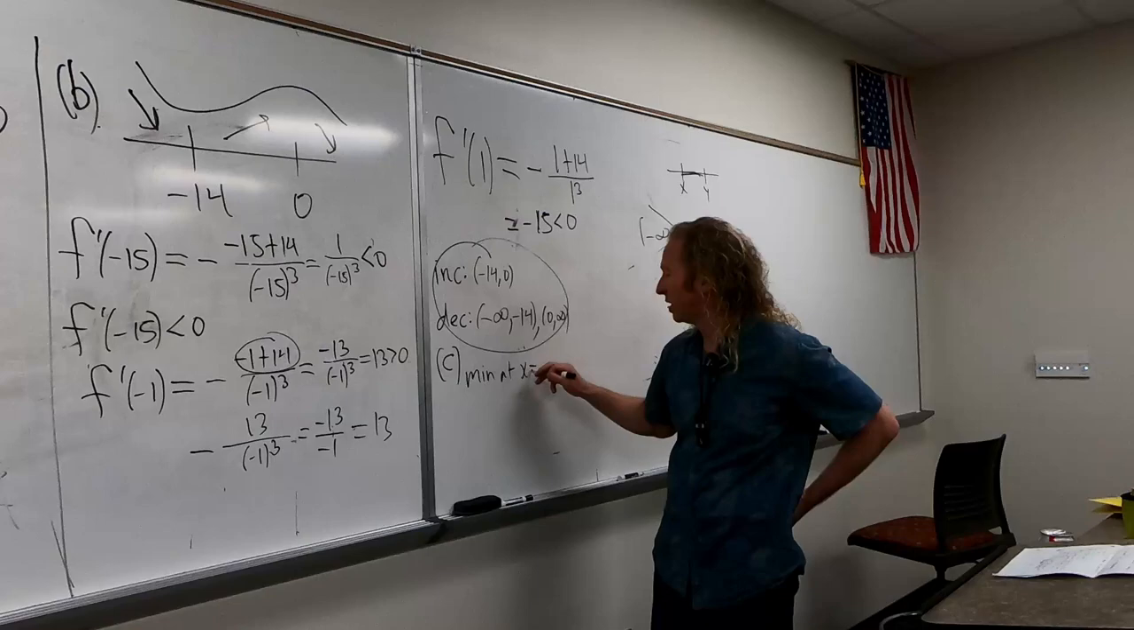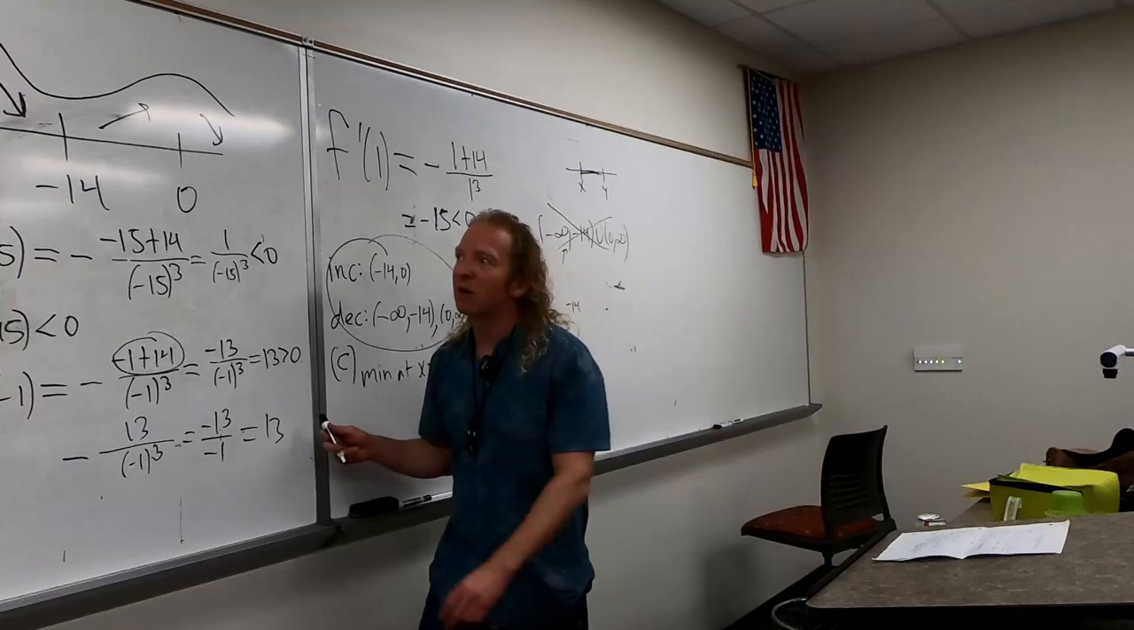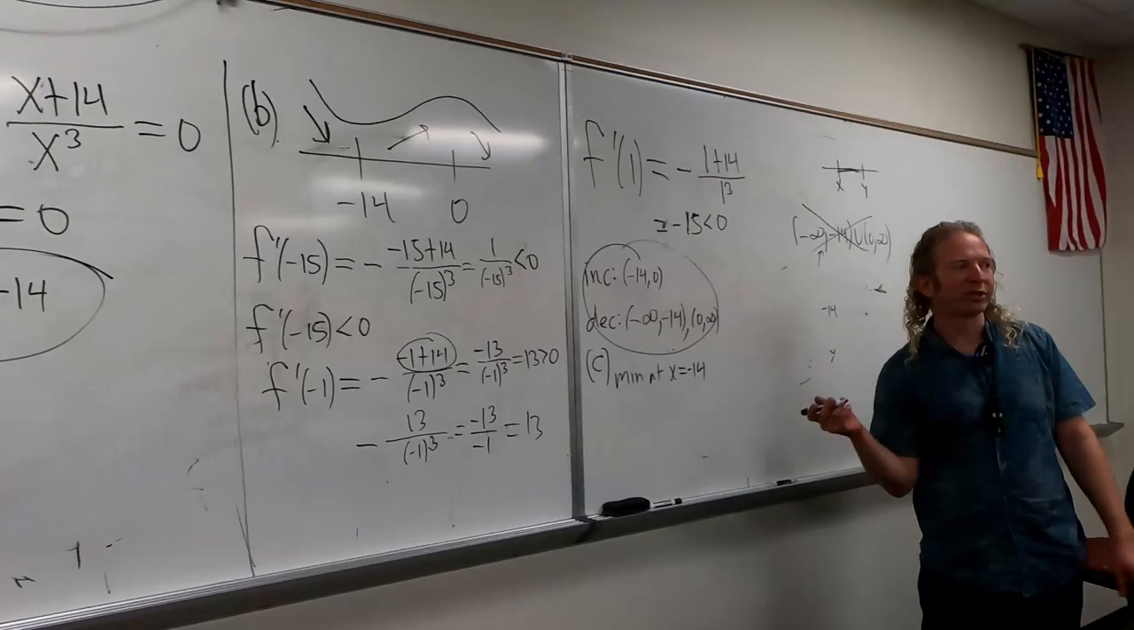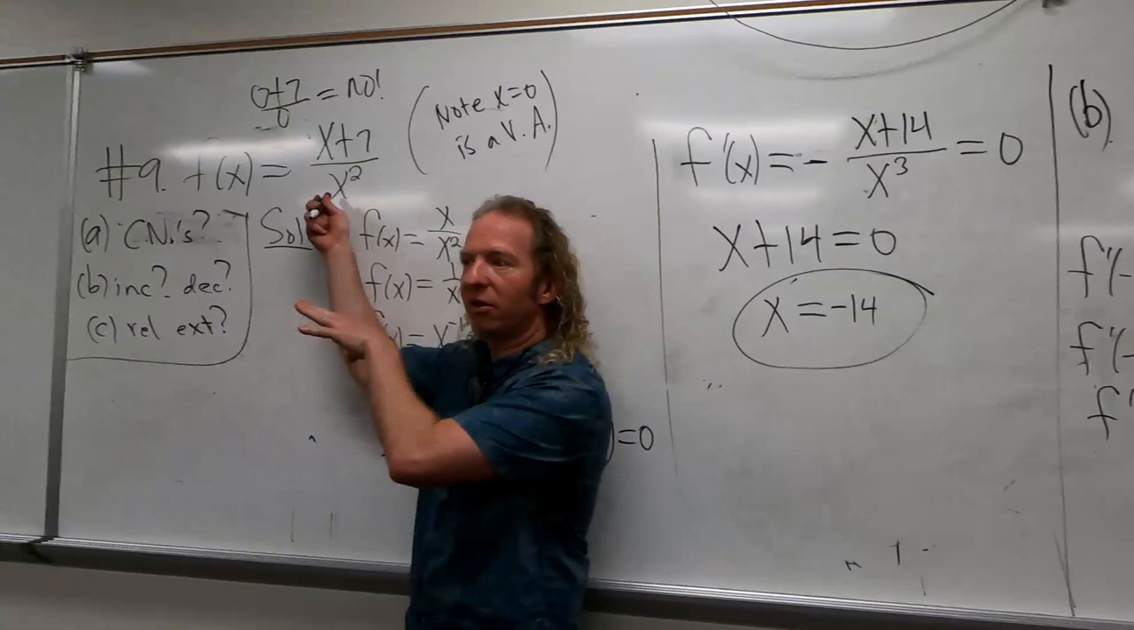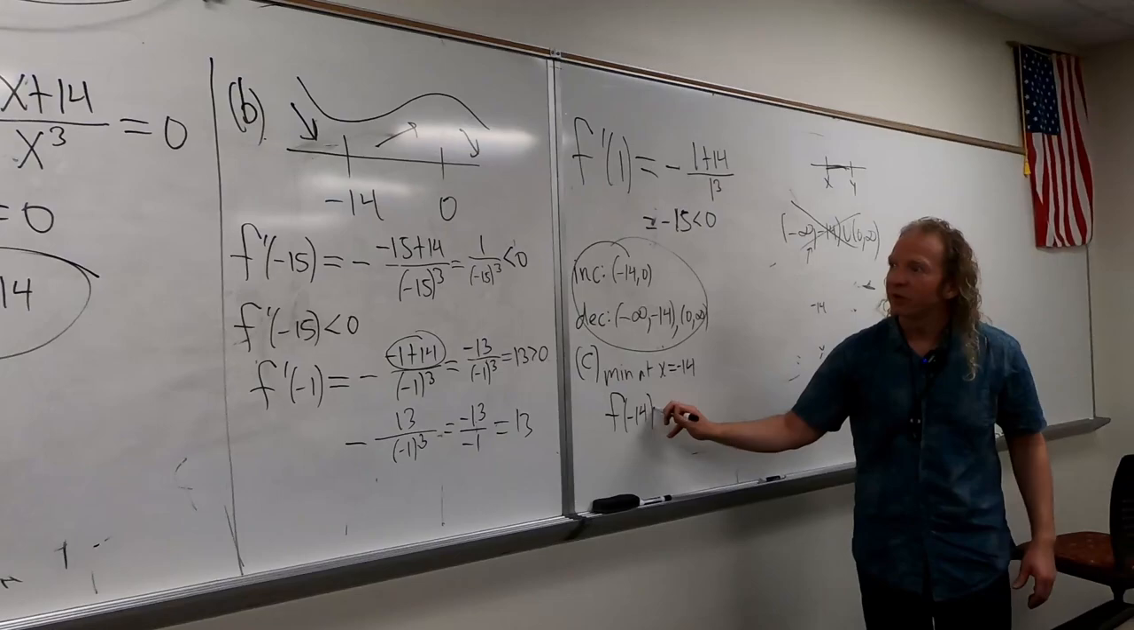Let's go ahead and finish that process too. To find the minimum at negative 14, where do we plug in the negative 14? The original, yeah, very good. You have to go back to the original function. So f of negative 14 is negative 14 plus 7 over negative 14 squared.